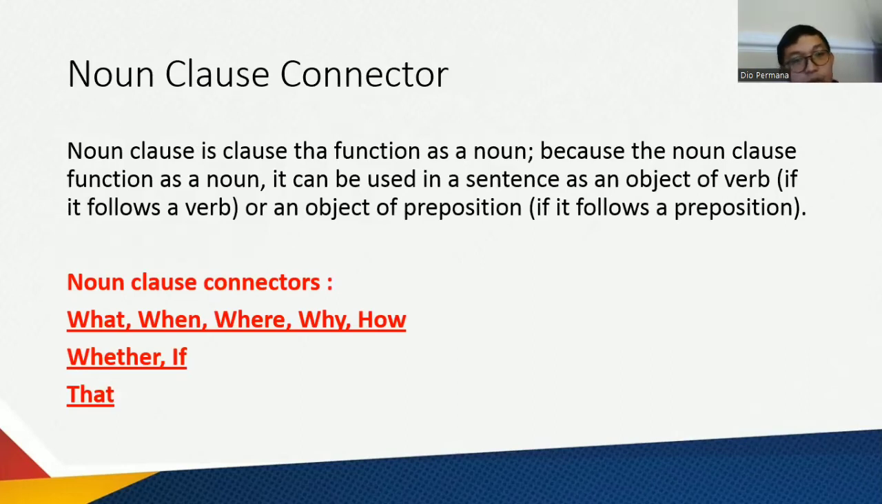And then now we have noun clause connectors, the connectors that connect the noun. A noun clause is a clause that functions as a noun. Because the noun clause functions as a noun, it can be used in a sentence as an object of a verb if it follows a verb, or an object of a preposition if it follows a preposition. Some noun clause connectors are what, when, where, why, how, whether, if, and that. This is all of the noun clause connectors.